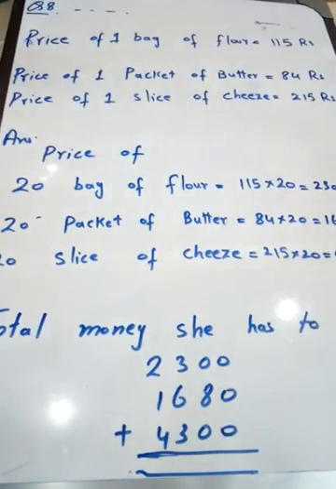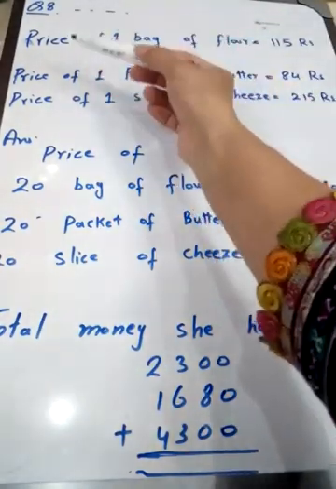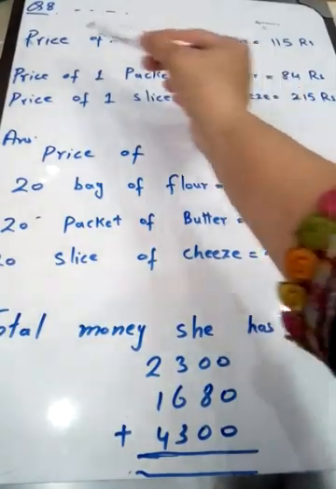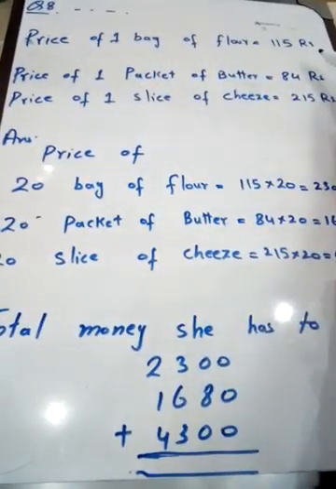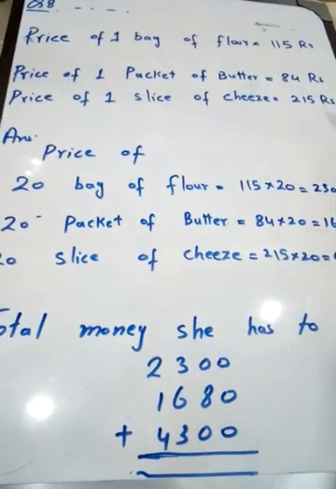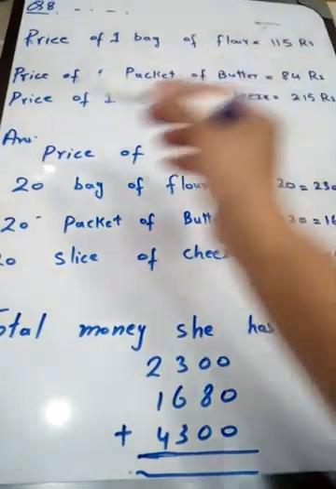Write question number 8 on the top. After writing question number 8 on the top, write the data which is in your book in table form. Price of one bag of flour is 115 rupees. Price of one packet of butter is 84. Price of one slice of cheese is 215 rupees. Then we are going to start our answer here.